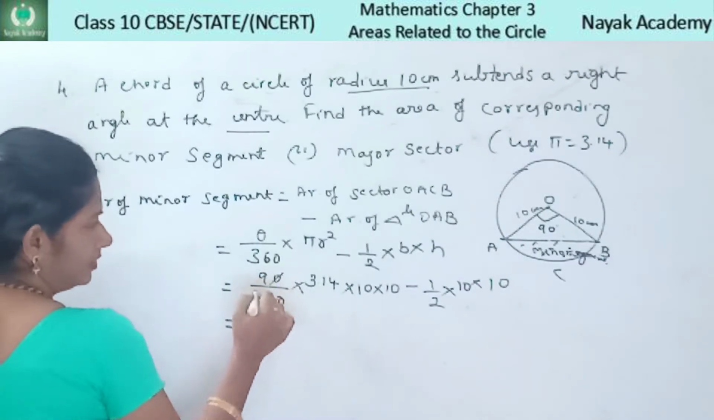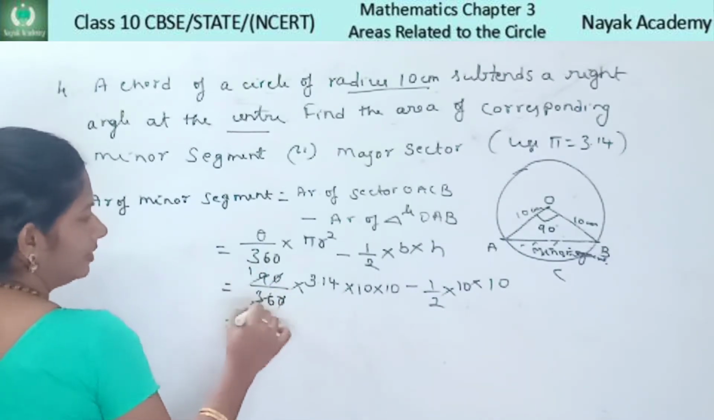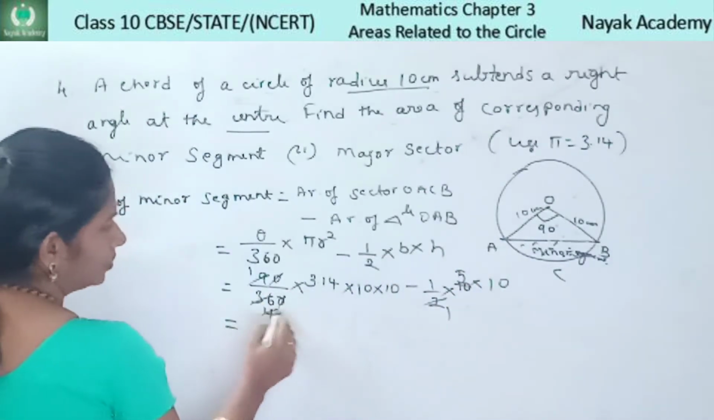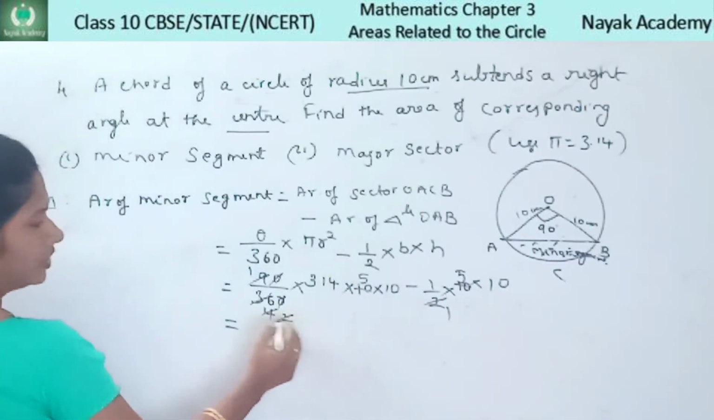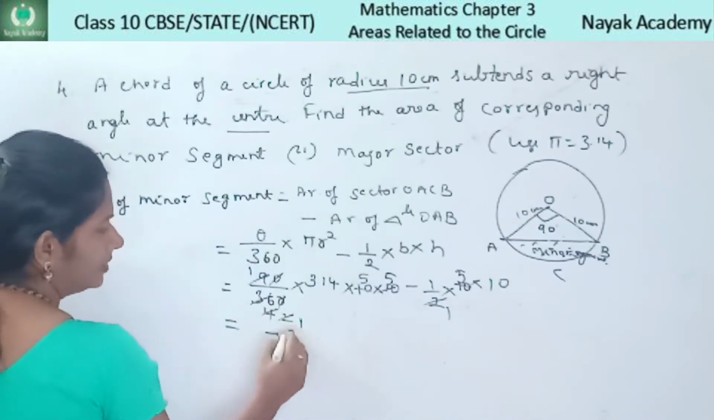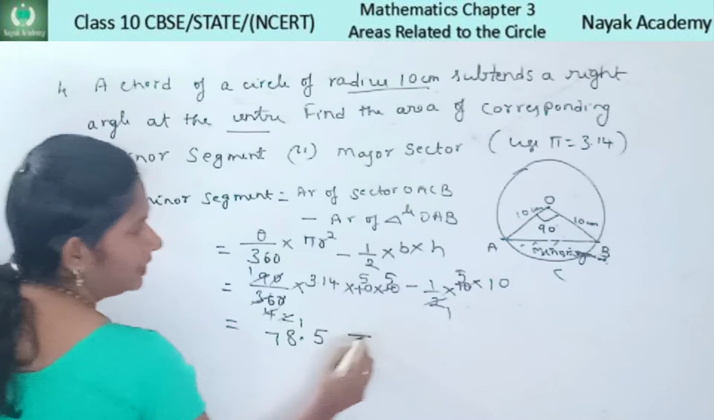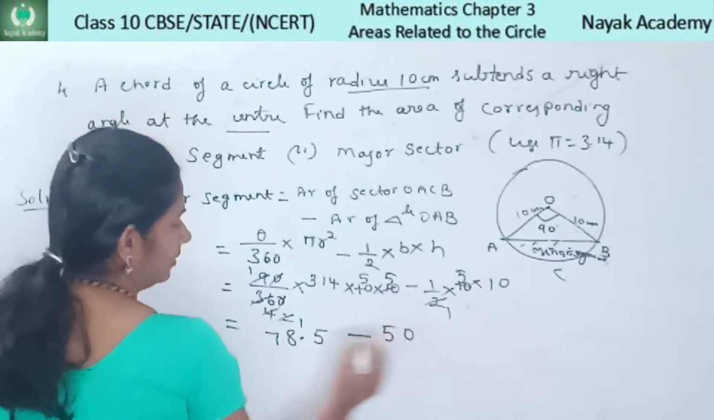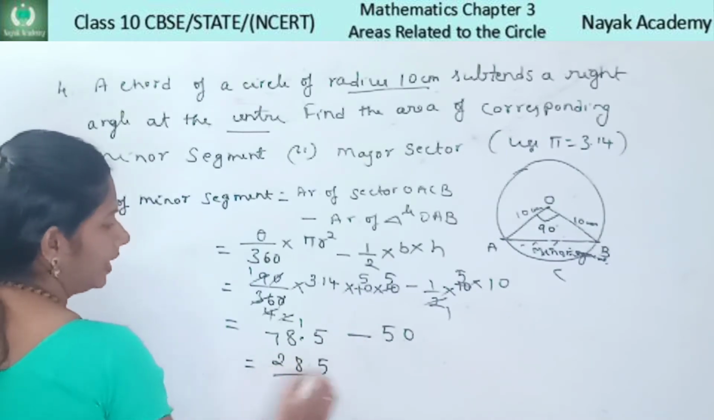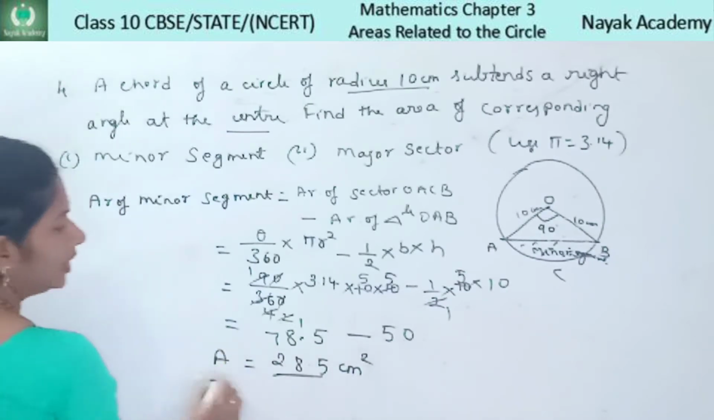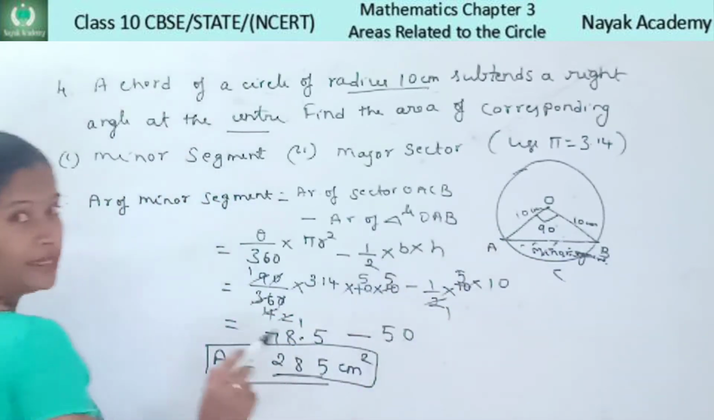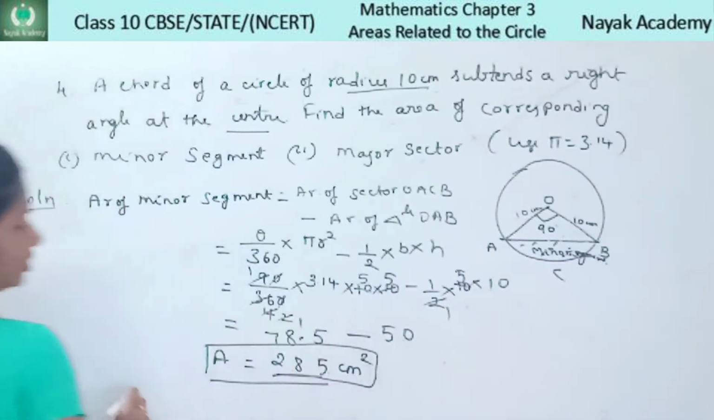So let us simplify. 0 0 get cancelled. 9 1s are 9, 4s are 36. Here 2 1s are 2, 5s are 10. So after simplification, you will get area of sector OACB is 78.5 minus, 5 tens are 50. So it is 78.5 minus 50. It is 28.5 centimeter square. So the area of the segment ABC, minor segment, is 28.5 centimeter square.